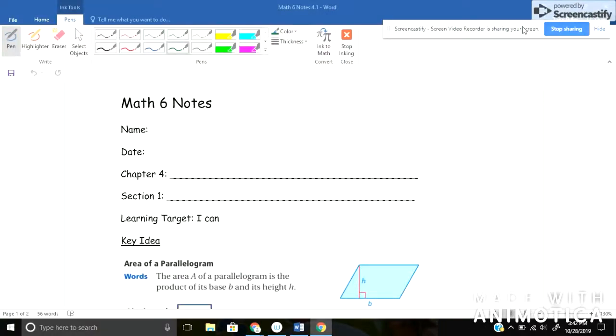And we're moving on to 4.1 today, the first section in chapter 4. Chapter 4 is areas of polygons. A polygon is just a many-sided shape. Poly means many, and gon refers to shape. So for the whole chapter, we'll be discussing the areas of many-sided shapes.